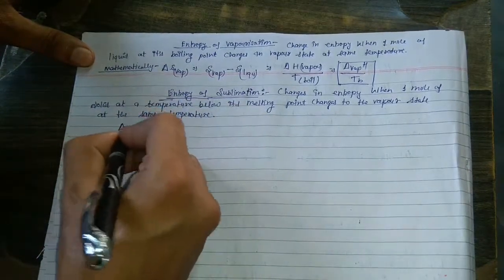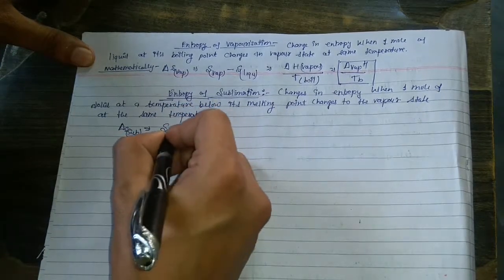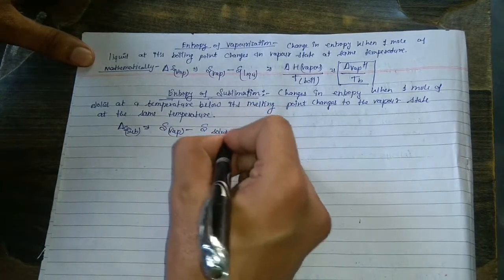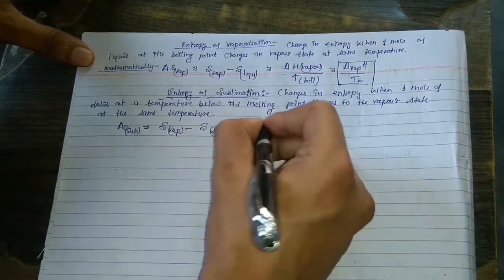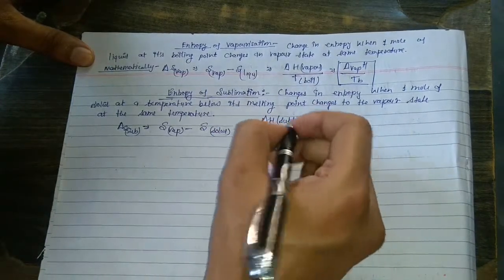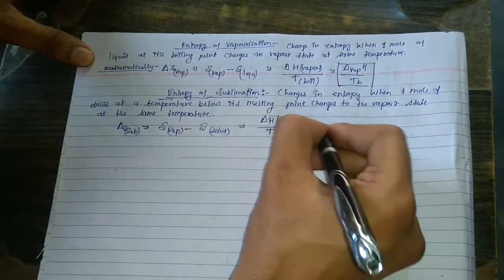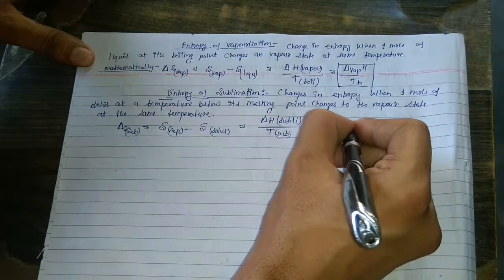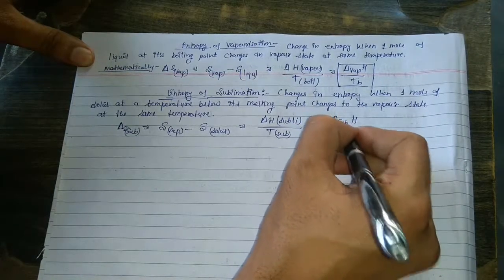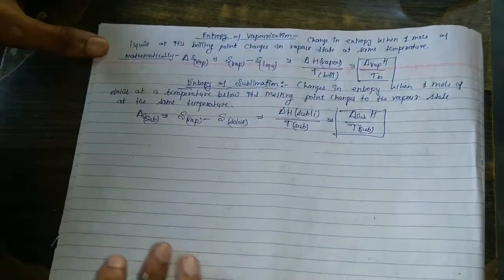So entropy of sublimation is equal to entropy of vapor minus entropy of solid, which is equal to delta H for the sublimation upon temperature of sublimation, below the melting point. That's the final equation. Okay.